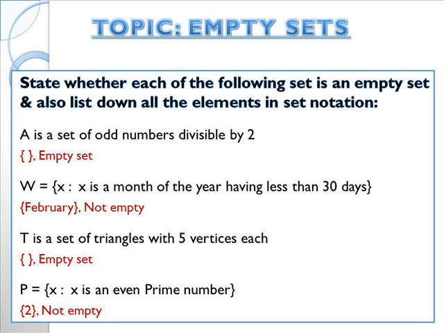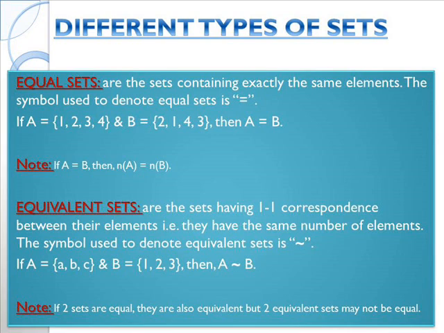An even prime number, that is 2, so it is not an empty set. Moving on, we have equal and equivalent sets. Well, equal sets are the sets containing exactly the same elements, and we use the symbol equals to denote equal sets.